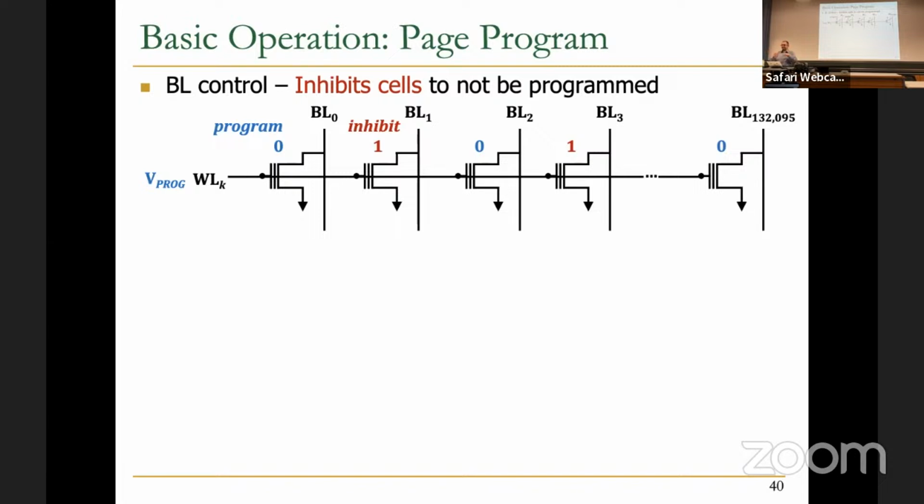You want to control which cell you want to program and which cell you don't want to program. And that's a very interesting mechanism here, that we can inhibit cells to not be programmed, and that's by applying VCC to the bit line. Those bit lines that you connect to the ground, you can program them. But those cells that you don't want to program, you apply VCC to the bit line and you inhibit those cells. And essentially, your program voltage does not affect them.